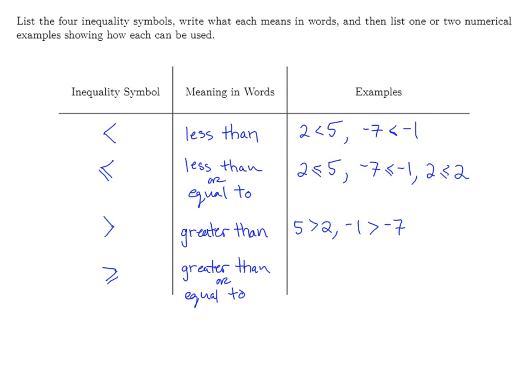So we can write that 5 is greater than or equal to 2. That is true because 5 is greater than 2. We can also write that -1 is greater than or equal to -7, which again is true as -1 is greater than -7. And we could also write that 5 is greater than or equal to the number 5 as 5 equals 5. So those 4 symbols, less than, less than or equal to, greater than, and greater than or equal to, are the 4 inequality symbols.